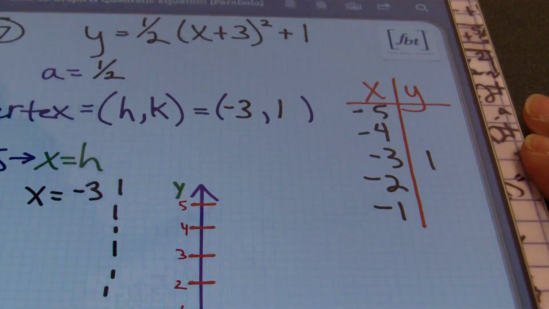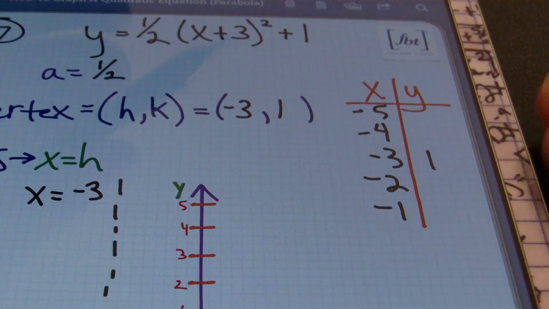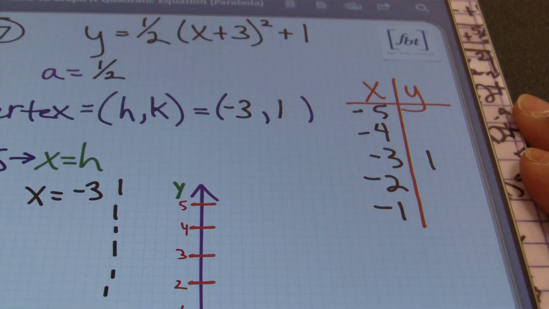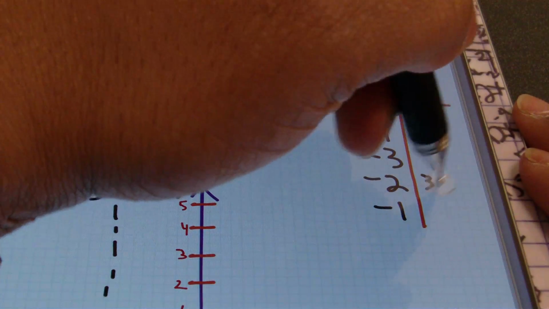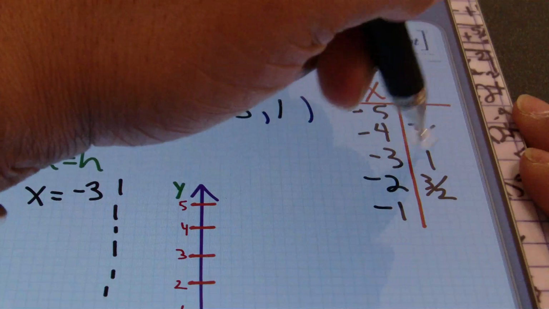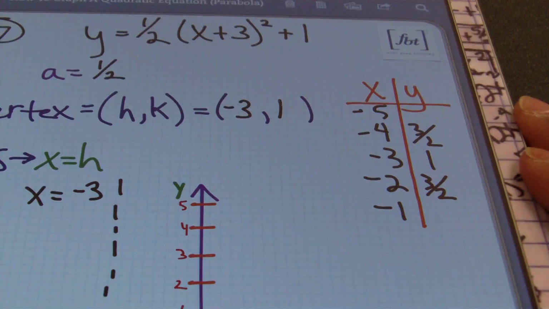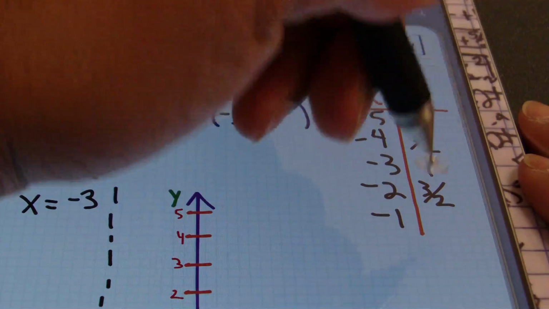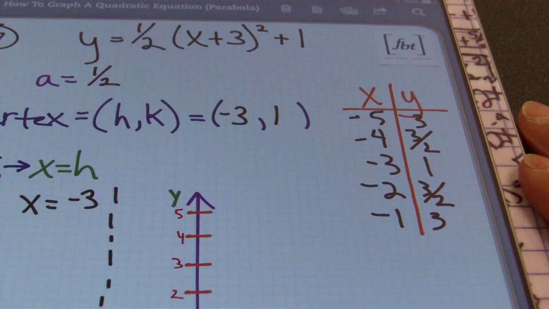So starting out, I'm going to plug in negative 2. Yeah, I like the small numbers. So negative 2 plus 3 gives me 1. And then 1 squared is 1. And then half of 1 is 1/2. So adding 1 to that, we'll end up with 1.5. All right. So I'll write that as 3/2. Same value. Okay, then I'll be plugging in negative 1. So negative 1 plus 3 is positive 2. 2 squared is 4, and half of 4 is 2. Add 1 to that, you get 3. So if negative 1 is 3, then my negative 5 will also be 3.